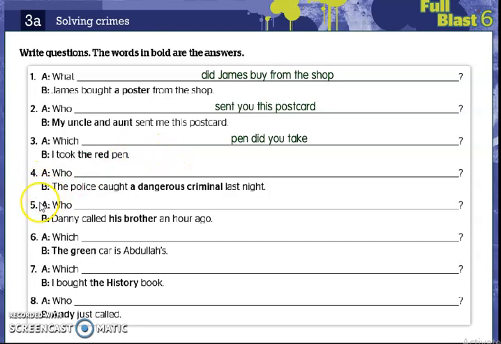Number 4, who blank. The police caught a dangerous criminal last night. Here we ask about an object also, so we have to use an auxiliary verb. So the question is, who did the police catch last night? Number 5, who blank. Danny called his brother an hour ago. The answer is, who did Danny call an hour ago?